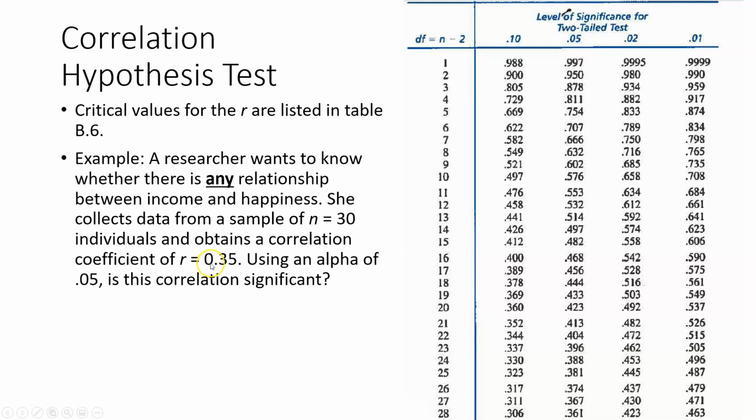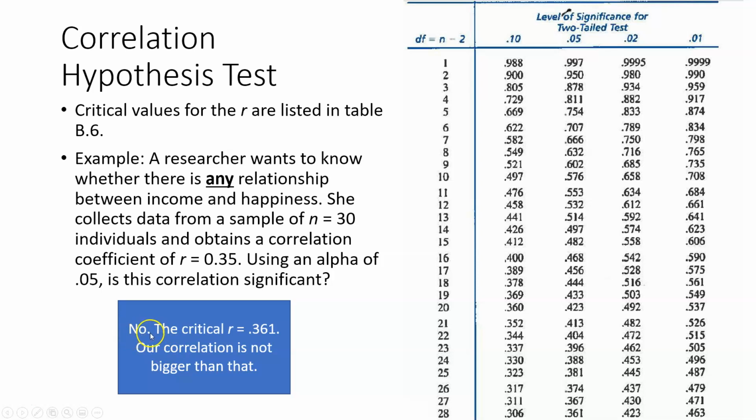The correlation we computed was 0.35. It's not bigger than 0.361, so we say this correlation is not different enough from 0 to be called a real correlation, a significant correlation. Instead, we have to conclude that this is pretty much no correlation.